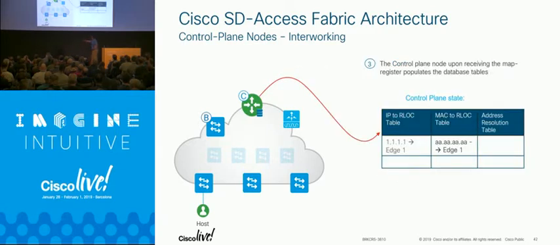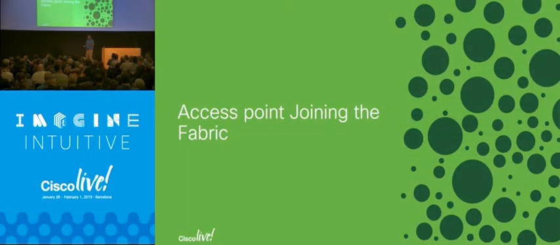Now, let's see how that state is populated. The edge node sends the register information to the control plane node. It populates the IP to RLOC table saying, hey, 1.1.1 is behind edge 1. It's also going to populate the MAC table saying MAC address A is behind edge 1. Once this is done, we populate the address resolution table, collating the information from these 2 tables, saying that IP address 1.1.1's MAC address is so and so, right? So we actually populate the ARP table from the IP to RLOC and the MAC to RLOC binding. That is basically how your wired endpoint will register this information to the control plane node.